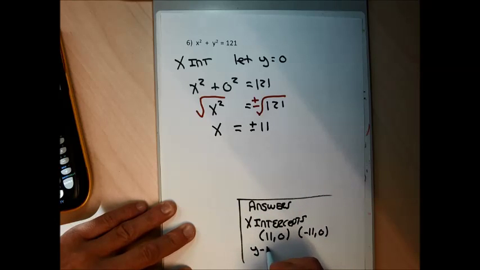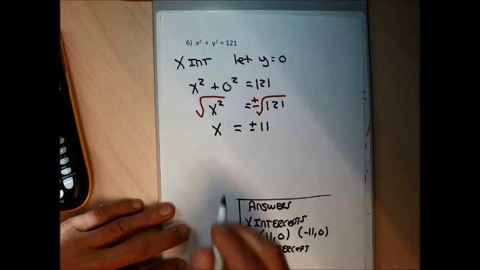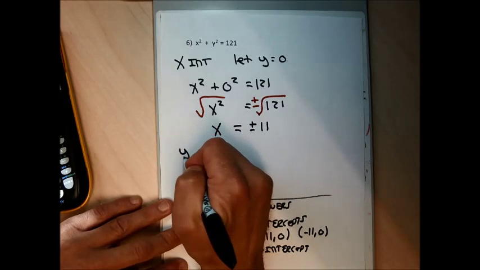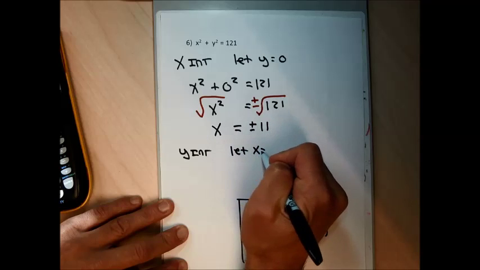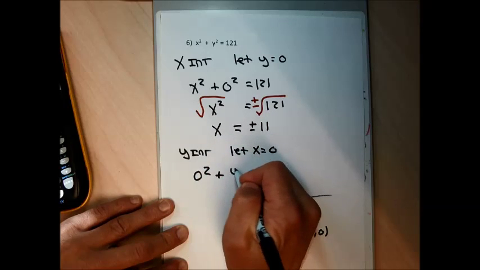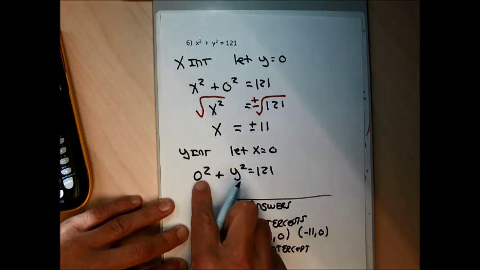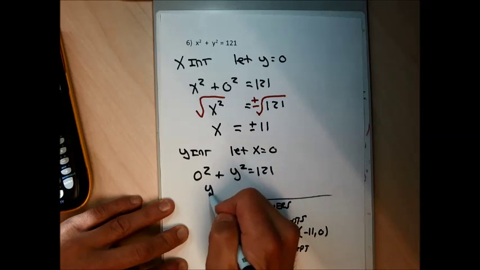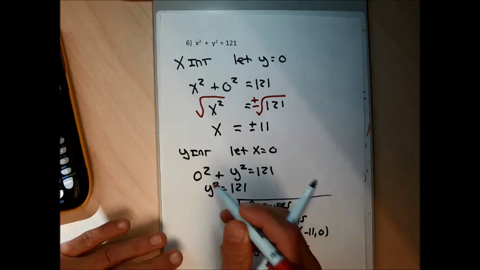And then for the y-intercept, I'm going to plug in 0 for x. It's the same deal here. I'm going to go 0 squared plus y squared equals 121. The 0 squared cancels. That takes me down to y squared equals 121. A lot easier to solve by square rooting.